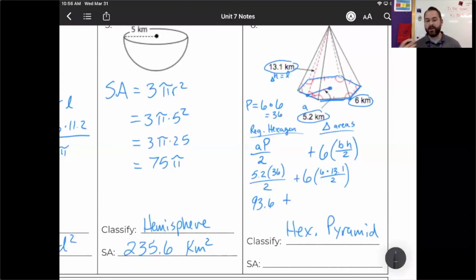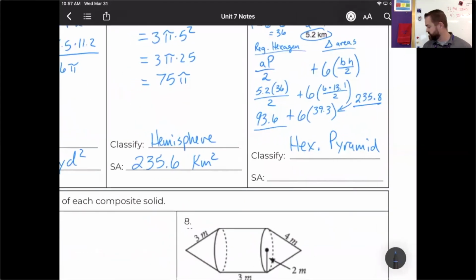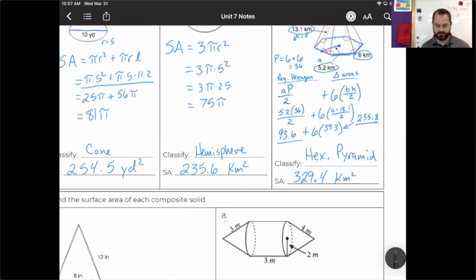Then, whenever I get the area of one of those triangles, I'm going to leave my 6 outside there. One of those triangles has an area of 39.3 then. I did 6 times 13.1 divided by 2. And then when I multiply that by all 6 triangles, I get the combined area of all 6 triangles is 235.8. Okay, so I'm going to add 235.8 to 93.6, and I get a total surface area of 329.4 square kilometers.